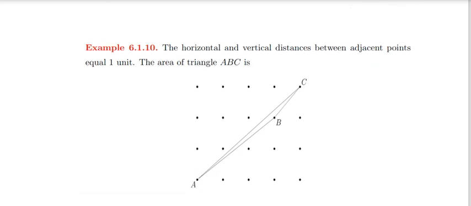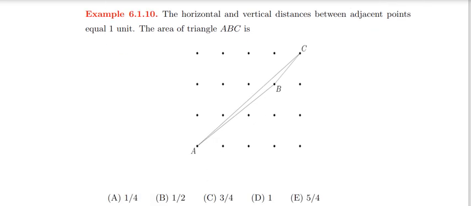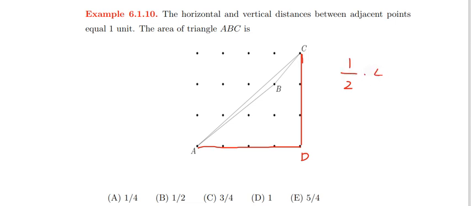So for this problem, quite the same. We use the same idea. The area for triangle ABC equals this right triangle. So suppose we put this as D, like ADC. ADC is half of 4 times 4.